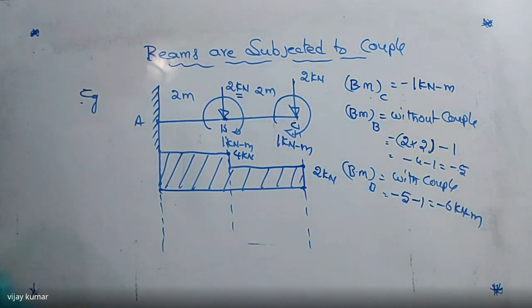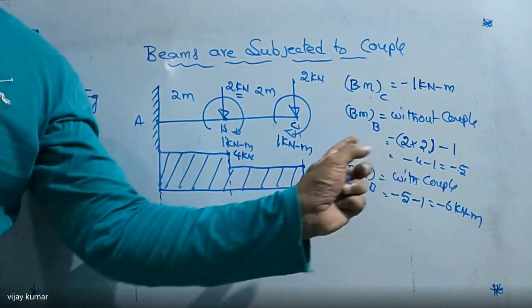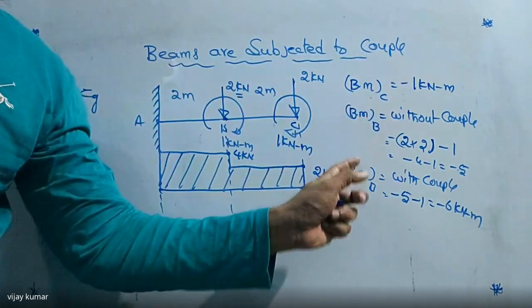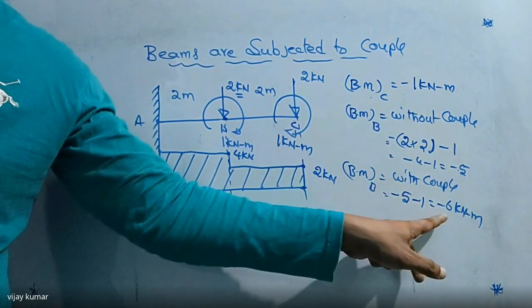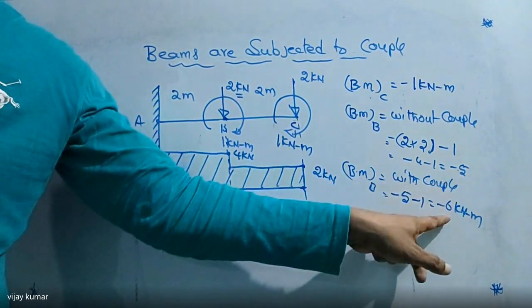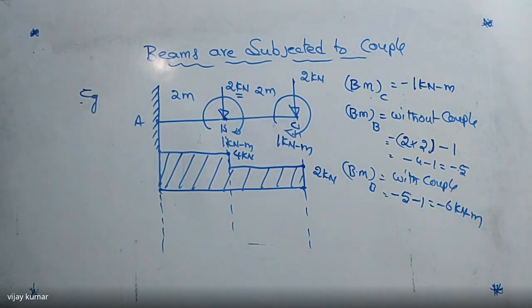What is the net couple? Listen carefully: without couple, with couple. Without couple, we are getting minus 5. With couple, we are getting minus 6. The difference between these two, we get 1. 1 is the net couple. That is the couple at that point. Did you get my point or not?